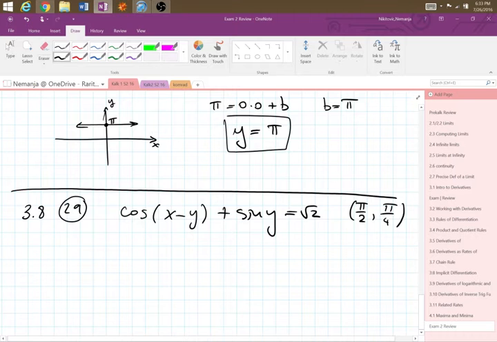So derivative of cosine is negative sine. We copy x minus y, and then in a chain we take the derivative of x minus y, which is 1 minus dy/dx.